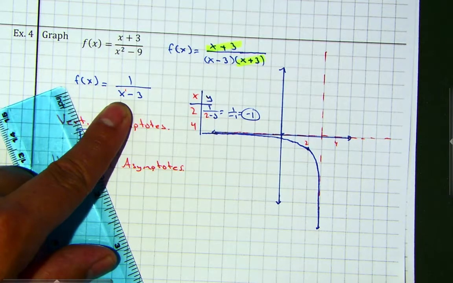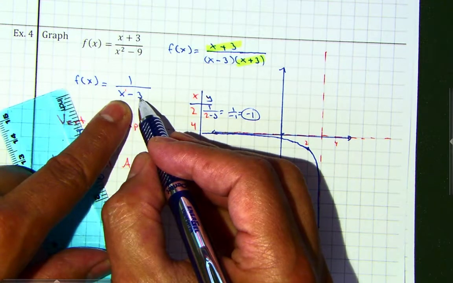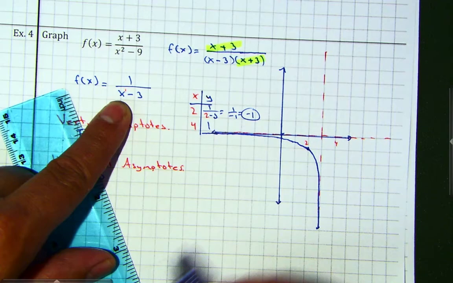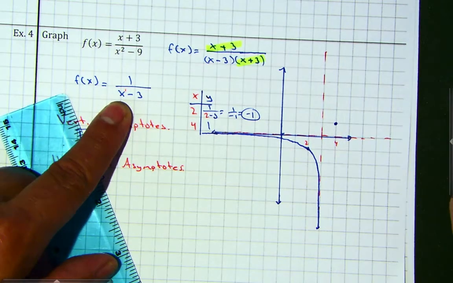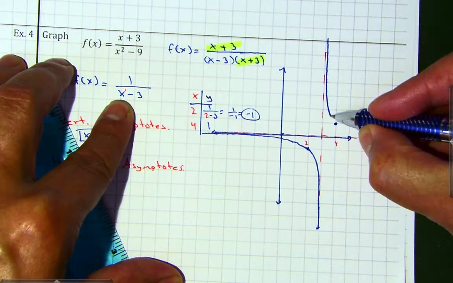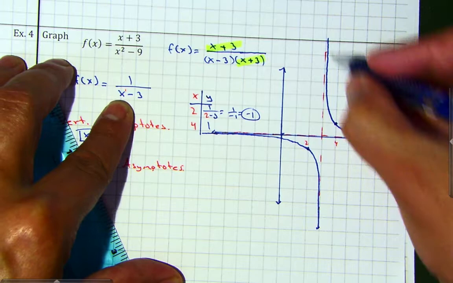And now on this side, I'm going to plug in a 4. So 4 minus 1 will be 3, 4 minus 3 will be 1. So it'll be 1 over 1, which is 1. And therefore, my graph will look something like this. It's not crossing through it. Seems like it is, but it's not.